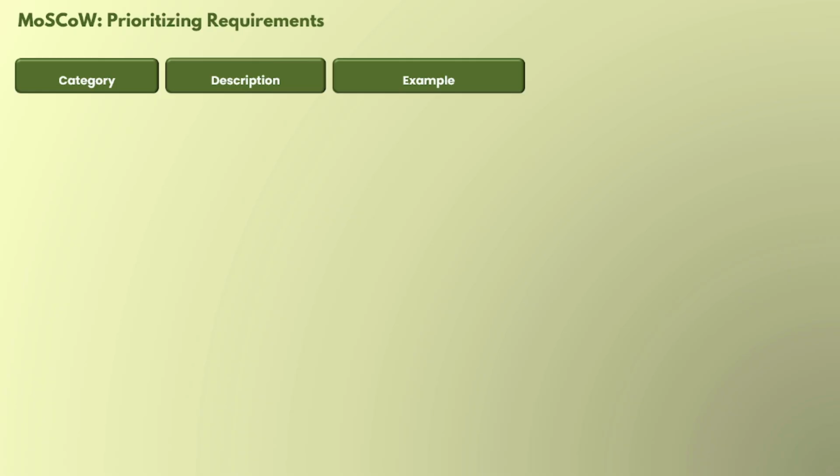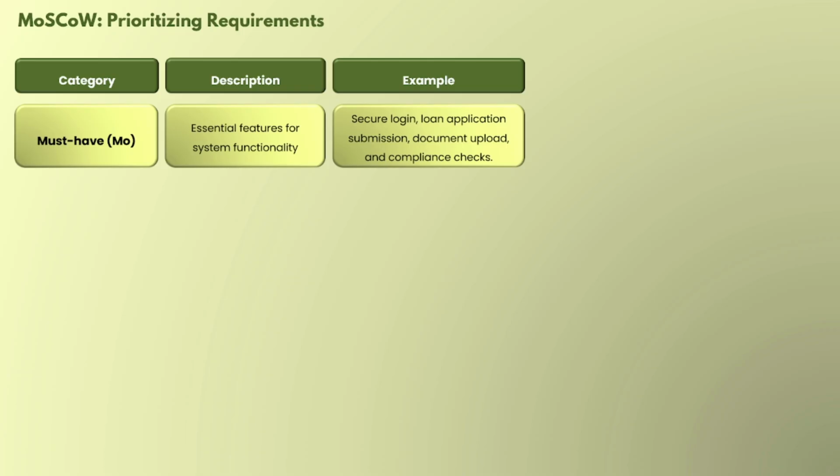For simplicity, we have divided it into three columns, and first is category. The first category is must have, MO. These are the essential features for system functionality, as the word suggests. It means without this the system can't work, like secure login, loan application submission, document upload, and compliance check. So these features must be there in the software right from the beginning.